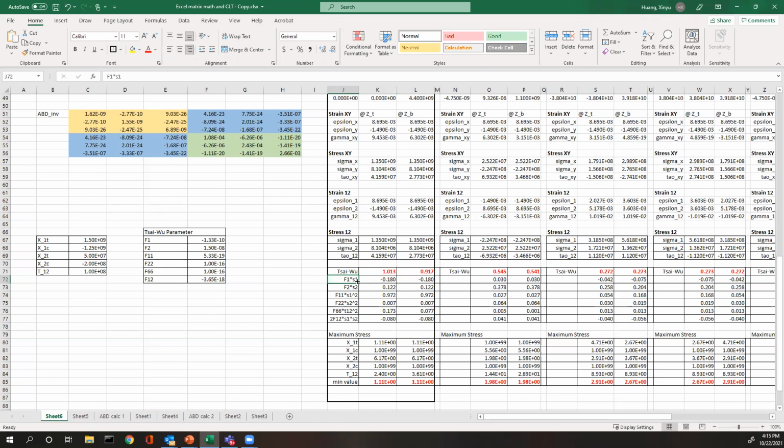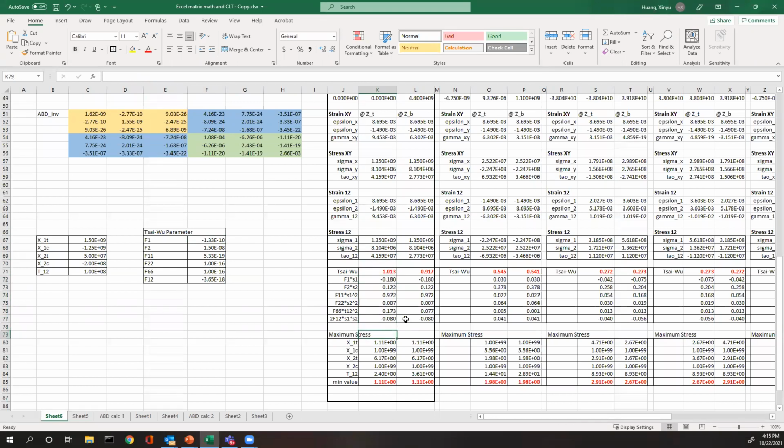My S1, the sigma 1, is this number. S2, sigma 2, is this number. S12 is the shear stress, this number. So I multiply the coefficient with the stress and calculate each term. Then this is the sum of all the terms.